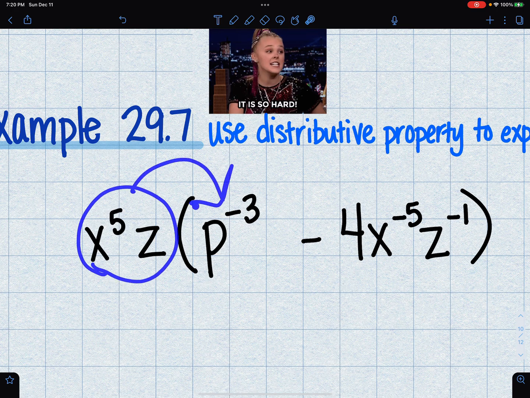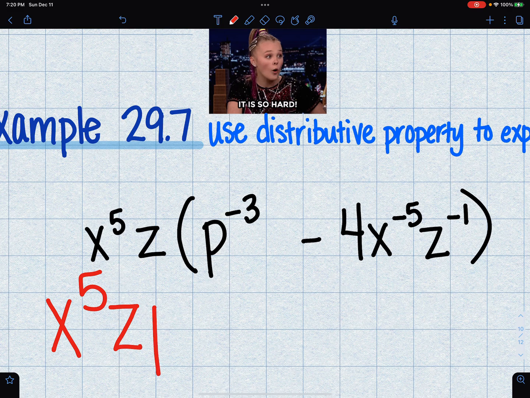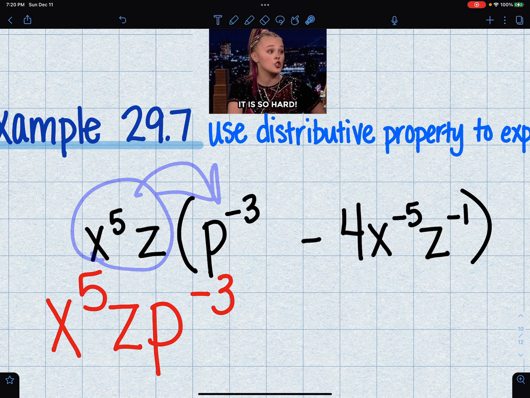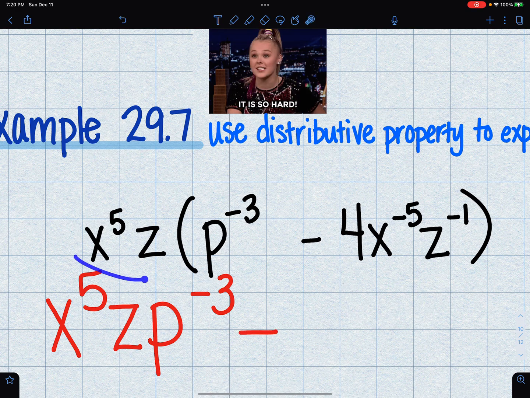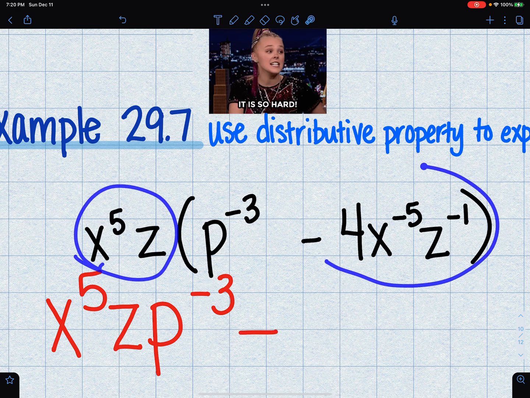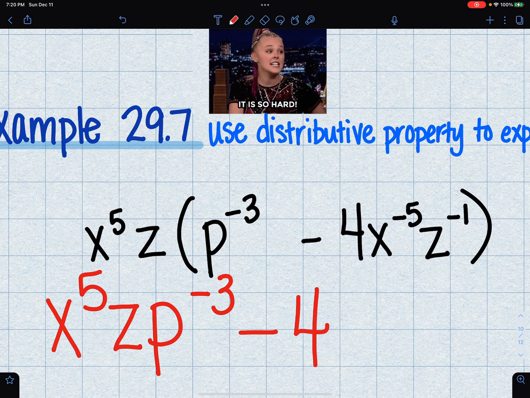And when I multiply that out, what I'm going to get is x to the 5th z times p to the -3. Does that make sense? It's just this times this. Now I'm going to bring down this minus sign, and I'm going to multiply this times this term. Okay, so when I do that, I like to put the 4s first. I don't know, that's just me.